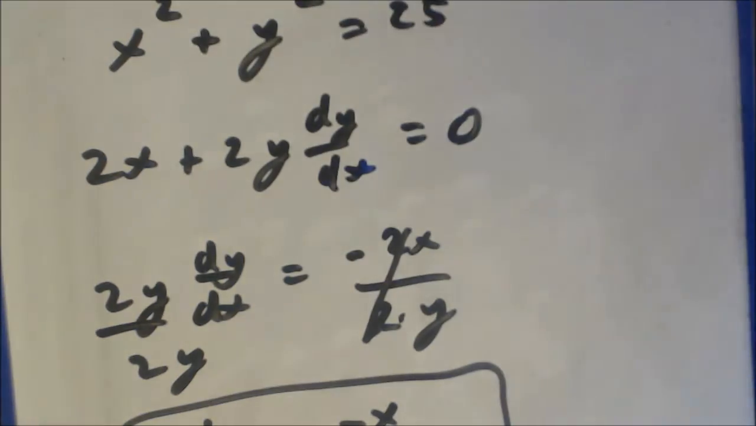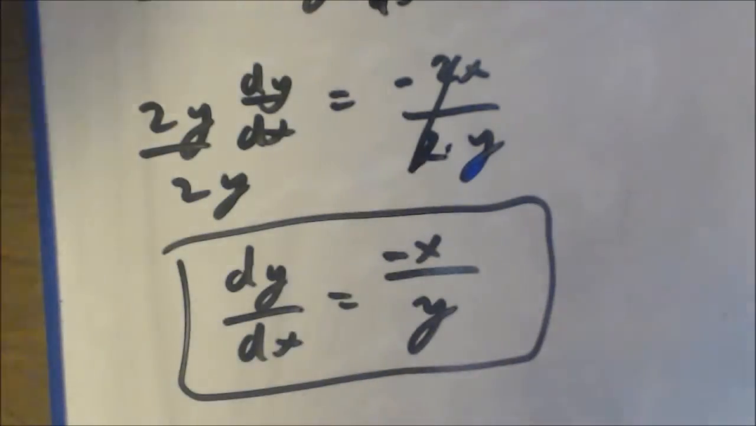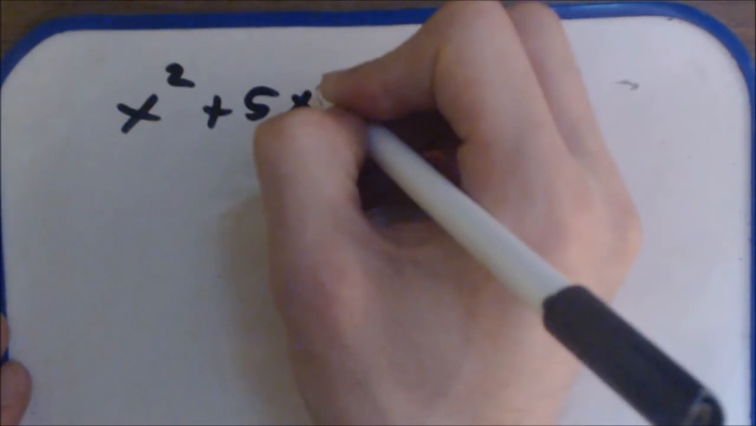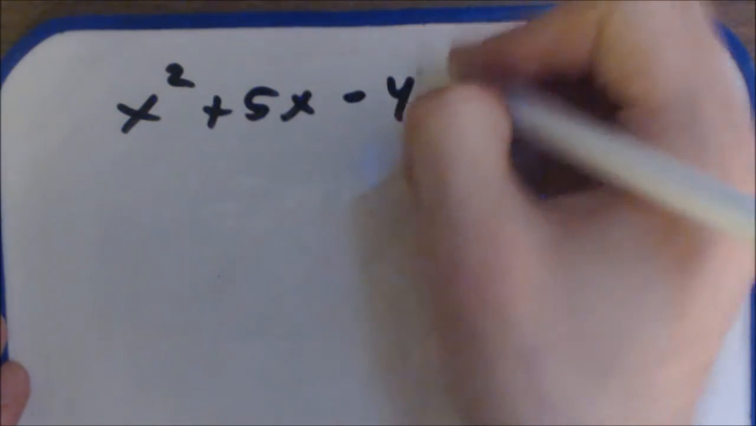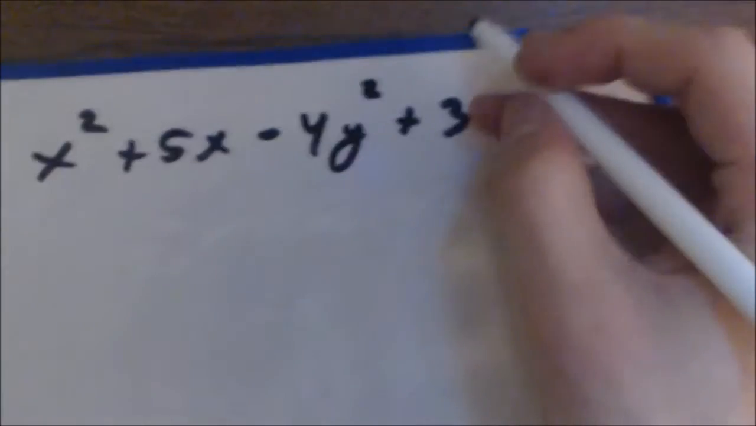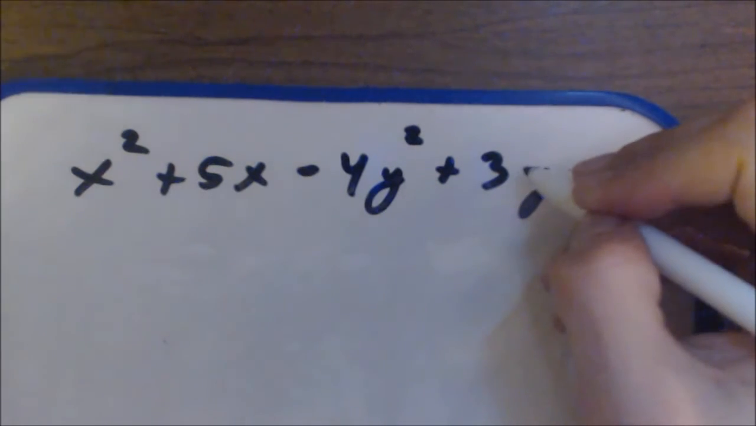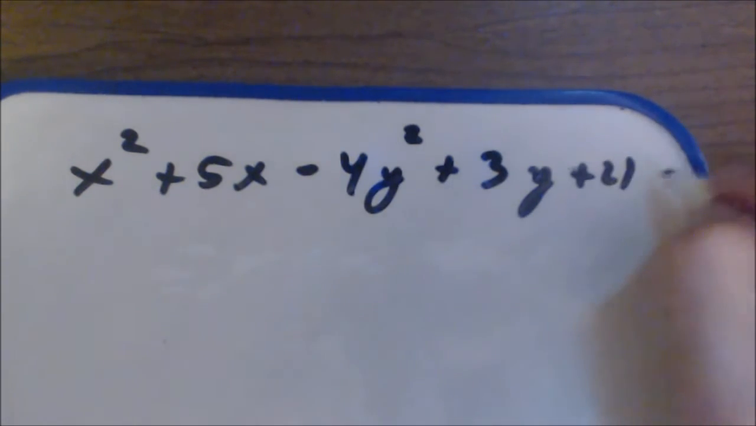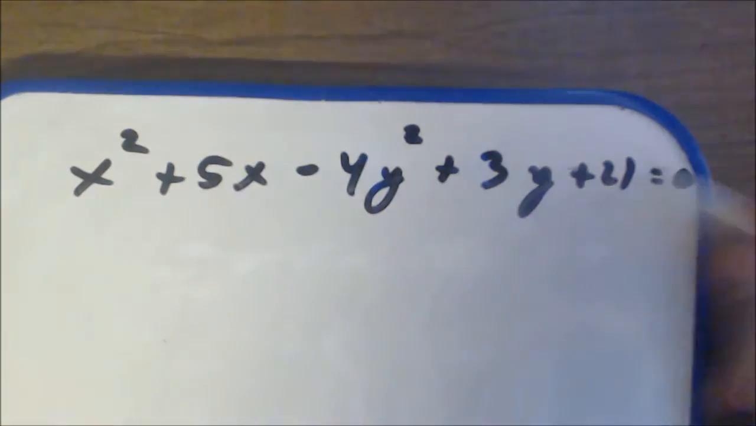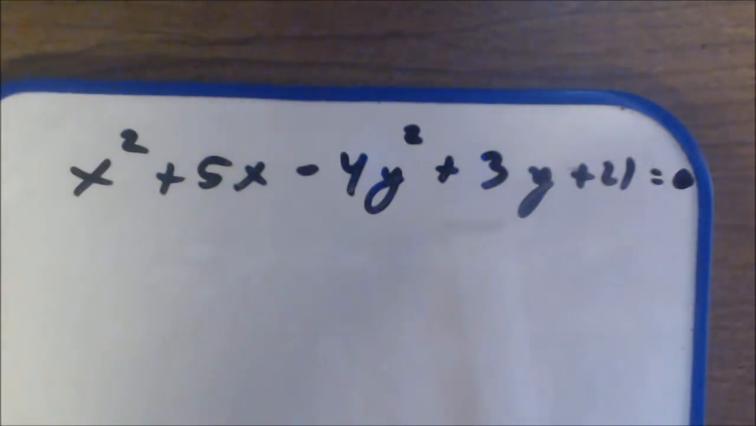And it looks like we have time for one more example. Here, I'll write it out: x squared plus 5x minus 4y squared plus 3y plus 21 equals 0. Sorry, it went off a bit, but that's not really relevant. We're really going to focus on the first four terms here.